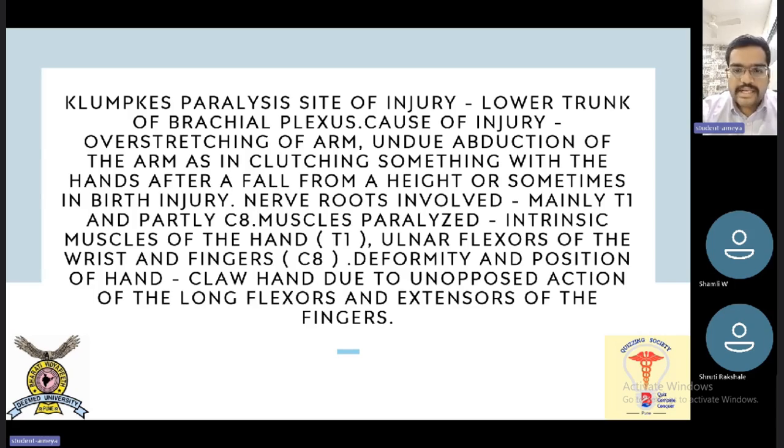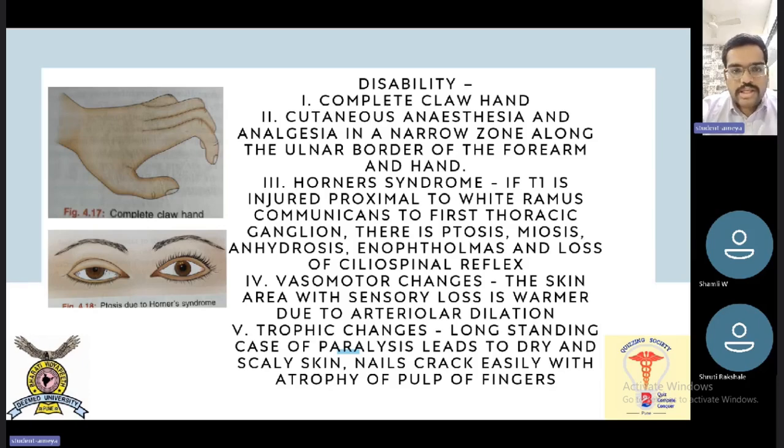The muscles paralyzed are the intrinsic muscles of the hand, T1, and the ulnar flexors of the wrist and the fingers. So what happens because of that deformity? It leads to claw hand, and there is unopposed action of the flexors and extensors, mainly of the fingers. On the left side, you are seeing the two diagrams, which show complete claw hand and ptosis. Ptosis is a component of Horner's syndrome. Essentially, ptosis means drooping of the eyelid.